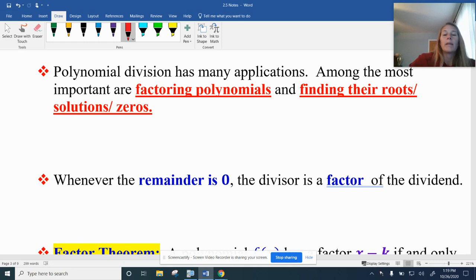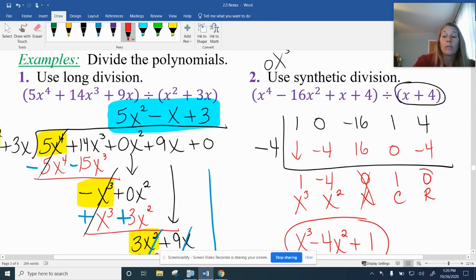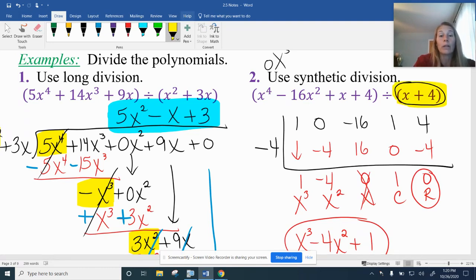So when the remainder is 0, the divisor is a factor of the dividend. For example, in this last problem that we just did, because we got a remainder of 0, we know that x plus 4 is one of the factors of this larger polynomial. If there was a remainder, then it would not be. So this just tells us that we can divide this polynomial here by x plus 4 evenly. And when you can divide something evenly by something else, that makes it a factor.